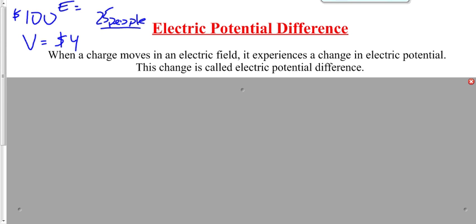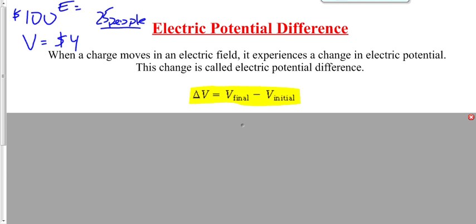When a charge moves through an electric field, it will experience a change in electric potential energy, therefore a change in electric potential, and we call that the potential difference. And we can find that in one of two ways. We can subtract the final minus the initial potential. I go to 7-Eleven, my potential was $4, now it's $1.50. $1.50 minus $4 is negative $2.50. That's my potential difference, simply by subtracting the final minus the initial potential.